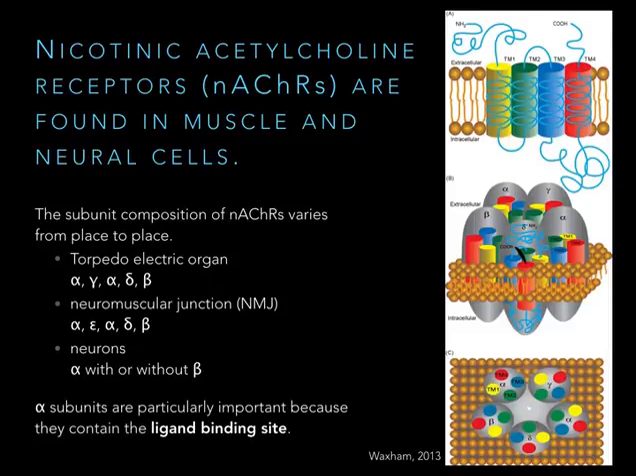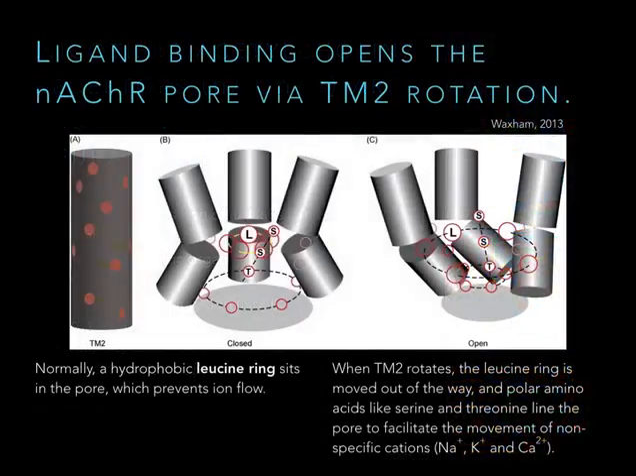The one that's really important to us would be the second. You'll notice that it creates the pore. If you look on the bottom, you'll notice that the ion pore is lined with the green second transmembrane domain. So it's the second transmembrane domain that must move in order to open the ion channel. So once acetylcholine binds to the receptor, it causes the second transmembrane domain to rotate.